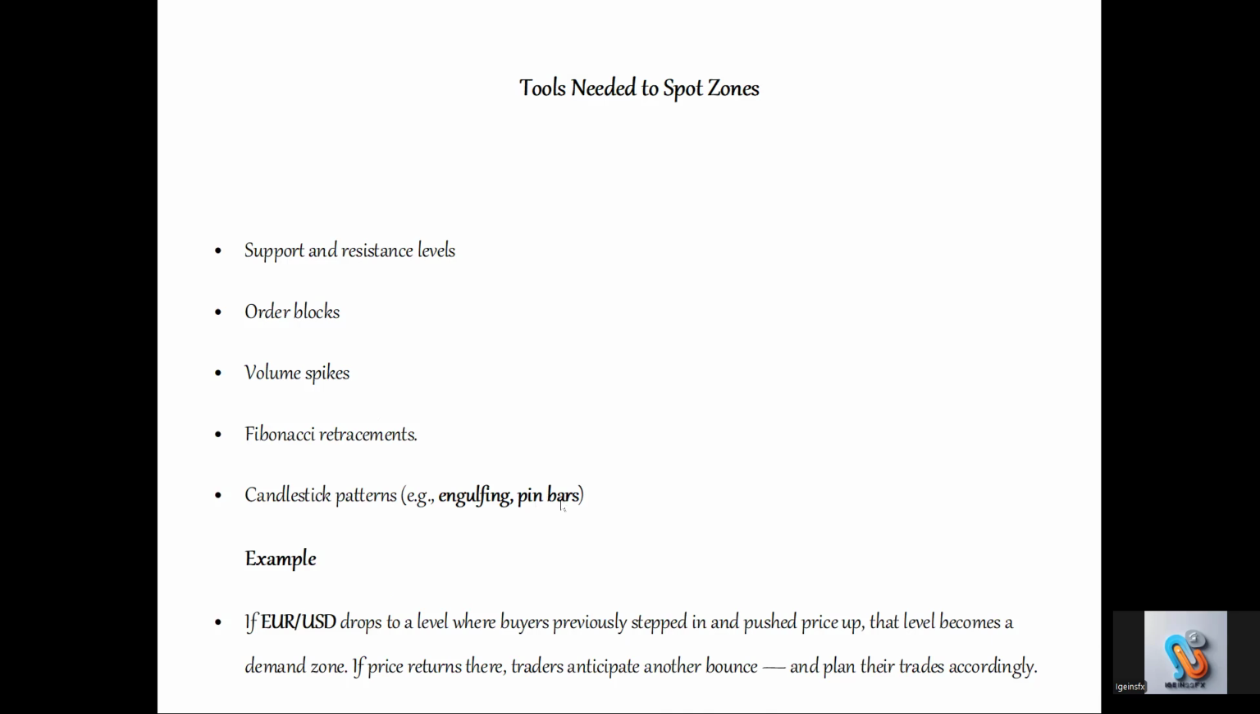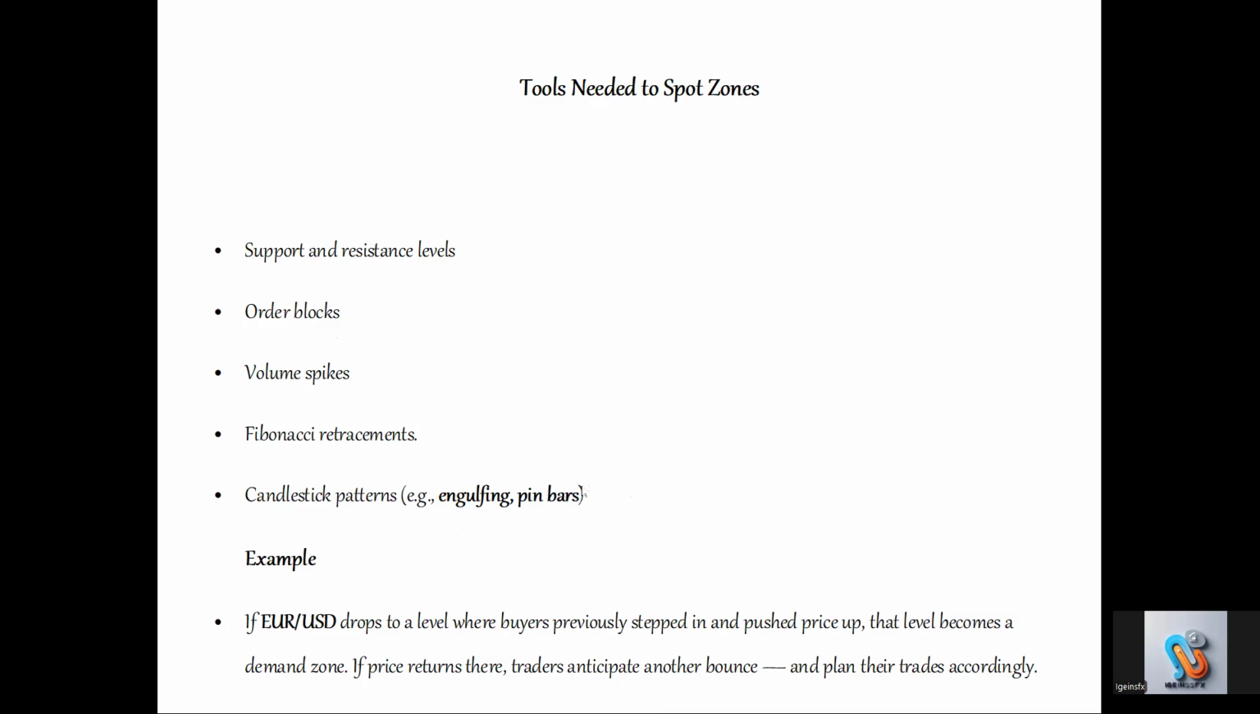Or you see a pin bar, once it gets to a support level, a resistance level, in this case we're talking about demand and supply. So once it gets to that demand zone, it will start rejecting. That is a sign of what? Buying pressure. Or if it gets to a supply zone, it will now start rejecting.